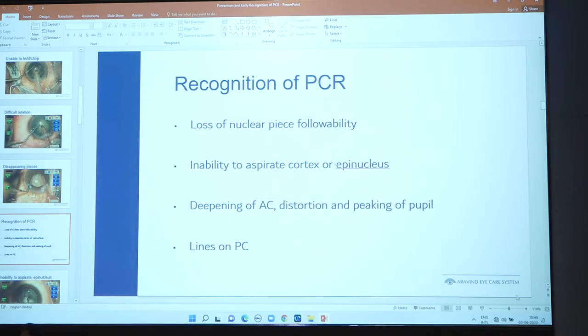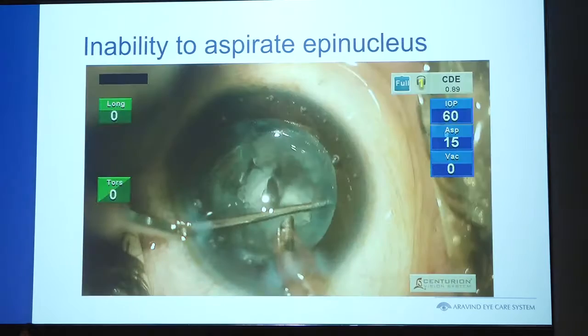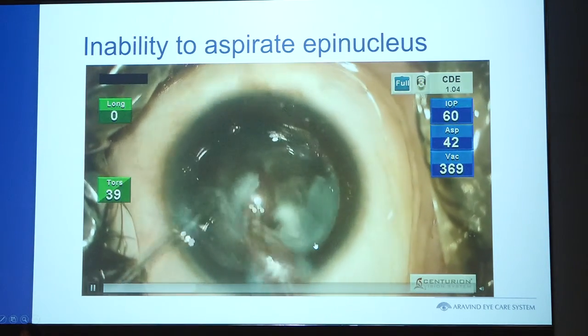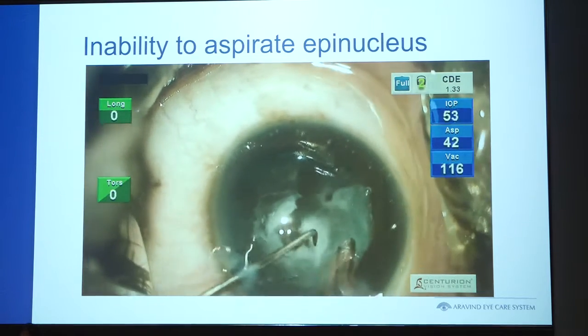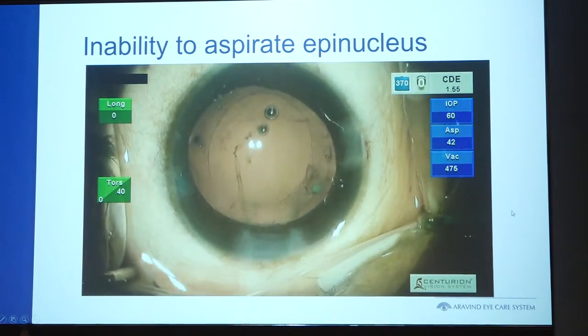In recognition, we also need to look for loss of nuclear piece followability, inability to aspirate the cortex or the epinucleus, a sudden deepening of the anterior chamber, distortion or peaking of the pupil, and lines on the PC. So here again, you see the epinucleus came fast, but the rest of it isn't coming, and that means there's some problem, and you can see that there's a corresponding PCR in that area.